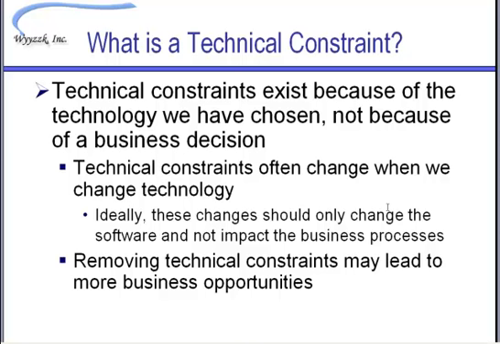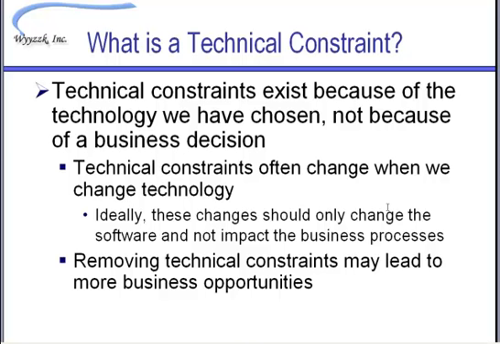So what is a technical constraint? A technical constraint exists because of the technology you've chosen, not because of a business decision. A technology constraint often changes when we change technology. So ideally, these kinds of changes should only change the software and not impact the business processes.